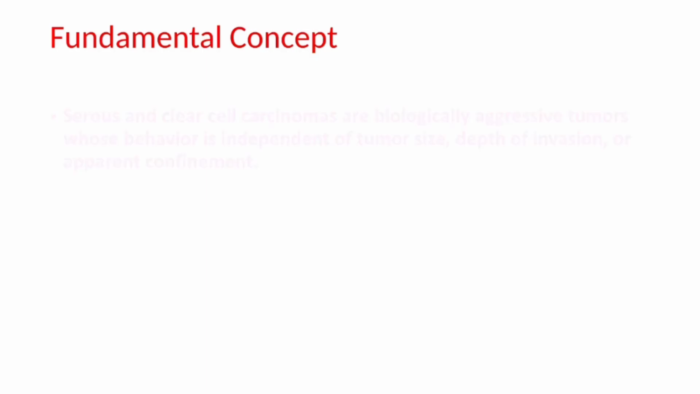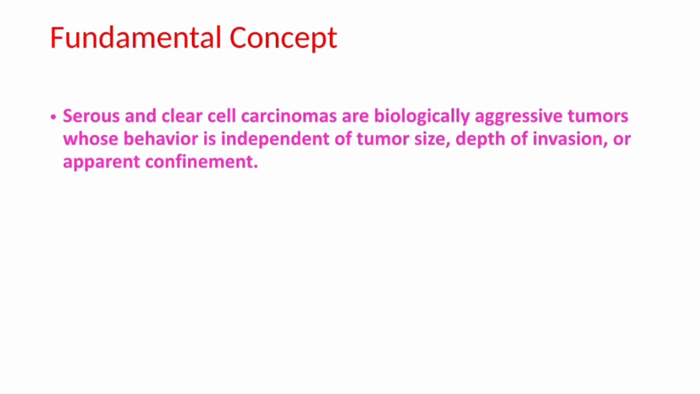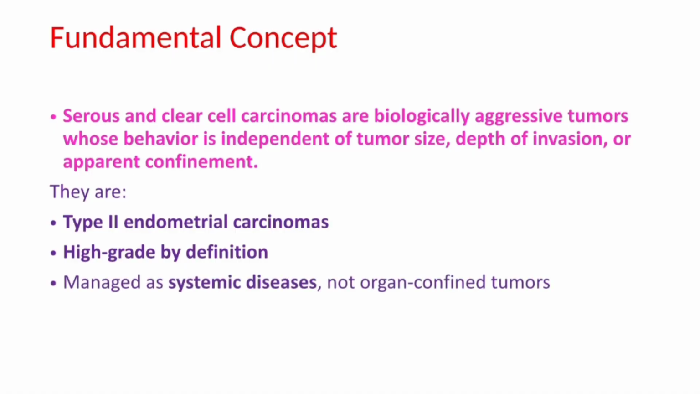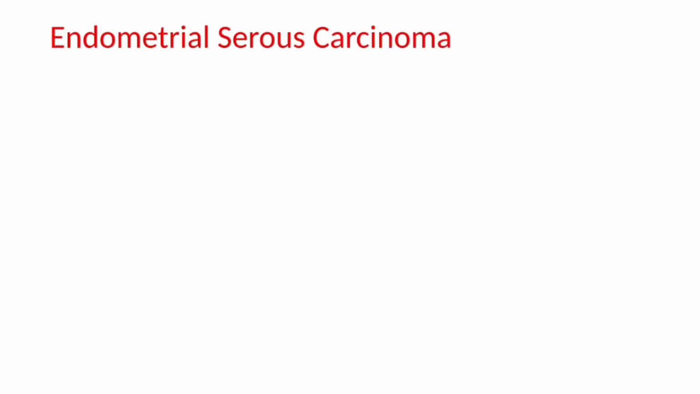What is serous and what is clear cell carcinoma? So basically serous and clear cell carcinoma are biologically aggressive tumors whose behavior is independent of tumor size, depth of invasion or apparent confinement, and they are type 2 endometrial carcinomas. Endometrioid carcinoma is type 1 carcinoma. This is high grade by definition and managed as systemic disease and not organ confined tumors. Now let's begin with endometrial serous carcinoma in detail.